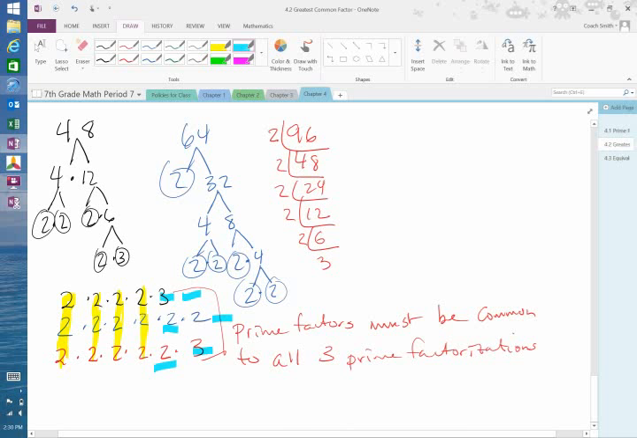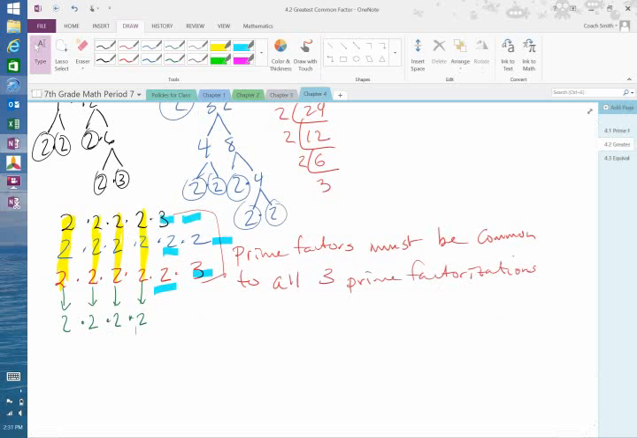Okay, so we're done. So now, 2 times 2 times 2 times 2. That would be 16. So the GCF is equal to 16.